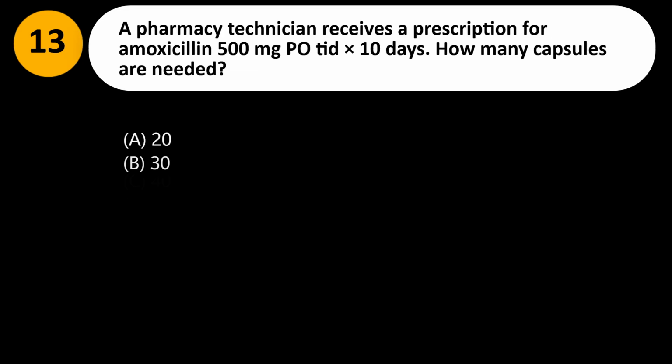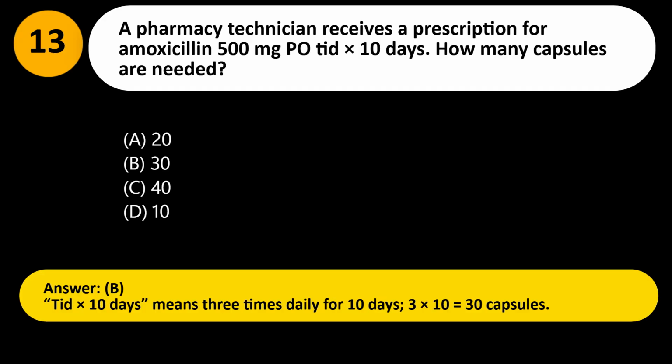A pharmacy technician receives a prescription for amoxicillin 500 mg PO TID times 10 days. How many capsules are needed? A. 20. B. 30. C. 40. D. 10. Answer, B. TID times 10 days means 3 times daily for 10 days, 3 times 10 is equal to 30 capsules.